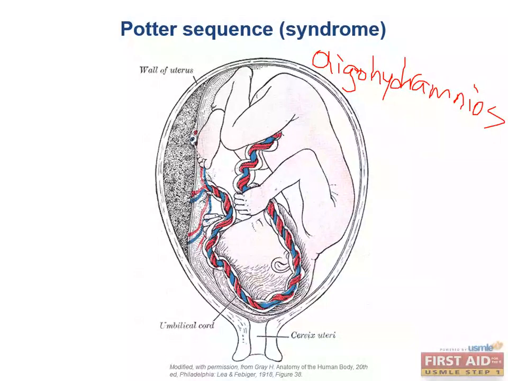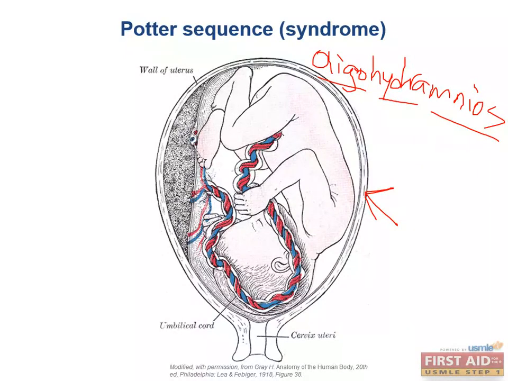And we can understand this word by breaking down the roots of this word. Oligo just means few, and hydra means water, and amnios refers to the amniotic sac. So there is basically very little water in the amniotic sac. And with too little amniotic fluid, the fetus suffers from compression by the muscular wall of the uterus.